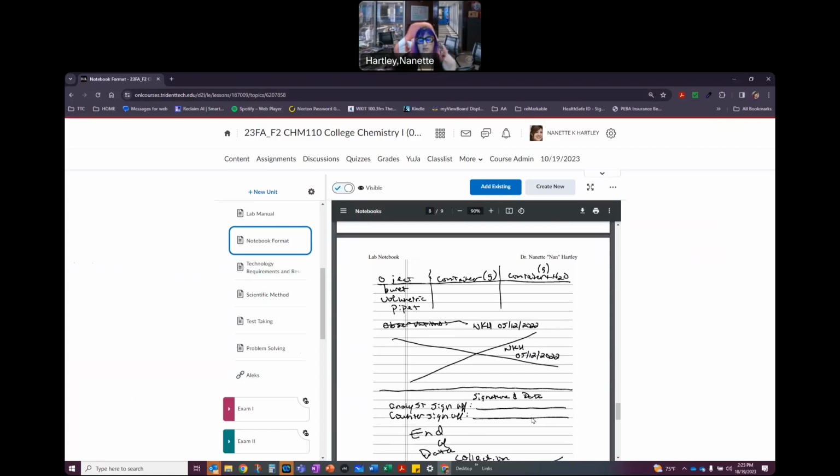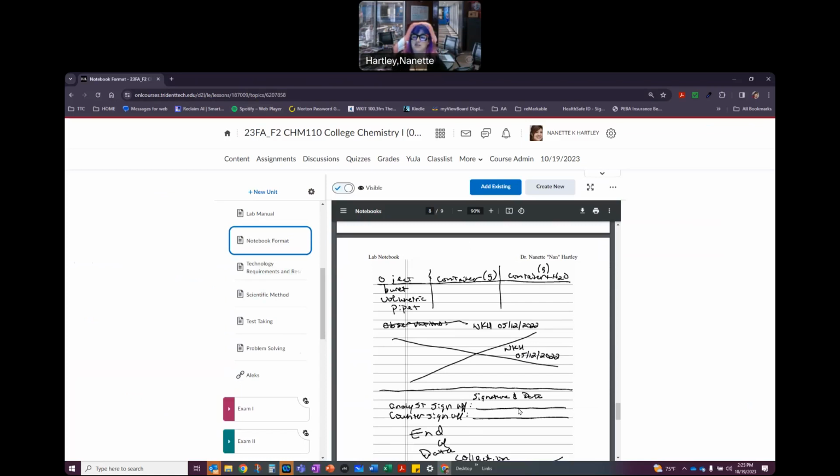At the end of the lab, I need to sign off on your lab. You should sign it too. That's a good habit to be in, but I need to sign off on it. What that's for is because it's a legal document. So we need to know when the data was taken. And because if it was just you, you could fake those dates.